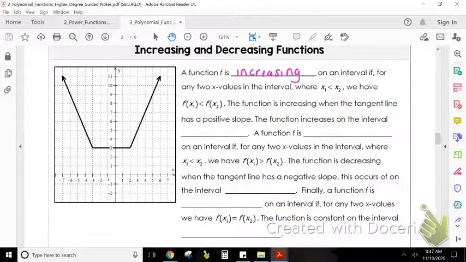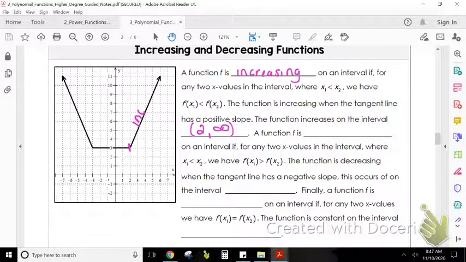The function is increasing when the tangent line is a positive slope, so it's going up. The function is increasing on the interval. So when we look at this function, we can see that it is increasing right here. And so it starts here when x is 2, and it keeps going to infinity. So we say 2 to infinity. Remember that the endpoints aren't included on increasing, decreasing, or constant, because at that point, that's where it's changing from one thing to the other. It's not actually doing any of those 3.